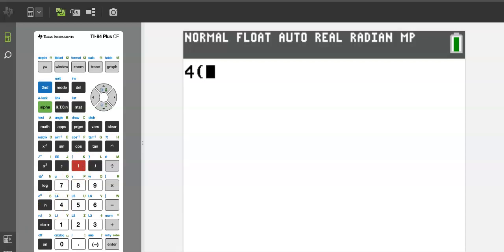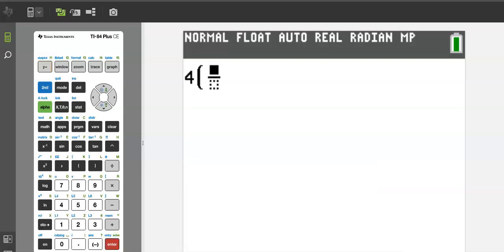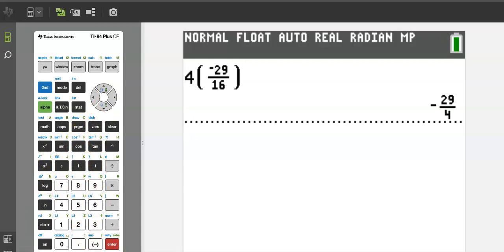Where is our fraction key? Alpha y equals, right here. Our green button, alpha, hit your y equals, and there's our fractions. And so you just hit enter for the number 1, and now we can put in that negative 29 over 16. Again, that was alpha y equals. So negative 29 over 16. Close that parenthesis, hit enter. So we now know that first number is now negative 29 over 4. Follow me so far?